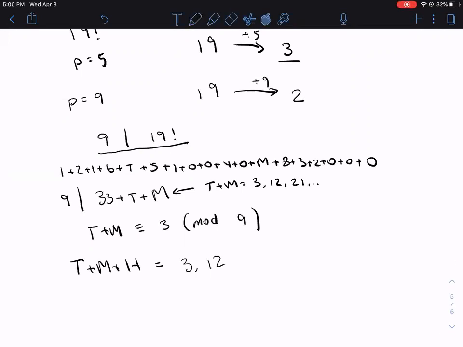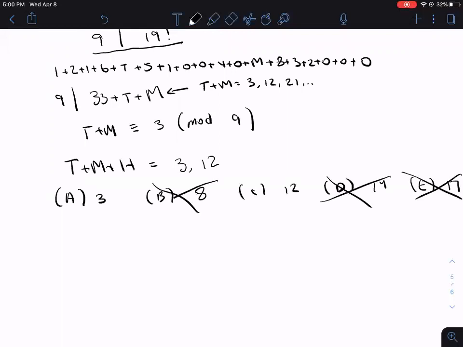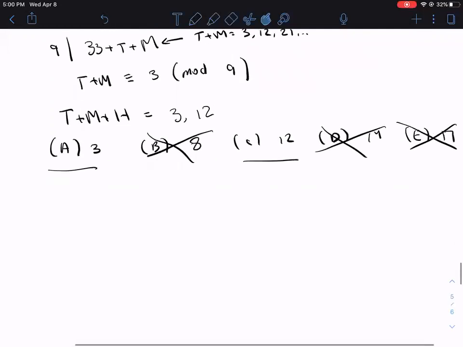On the actual AMC 10, this was a multiple choice test with A as 3, B as 8, C as 12, D as 14, and E as 17. So we can ignore these. And it's one of these answers. So already guessing is really optimal. But we can actually find the answer. Yeah, someone said C, and that was correct.